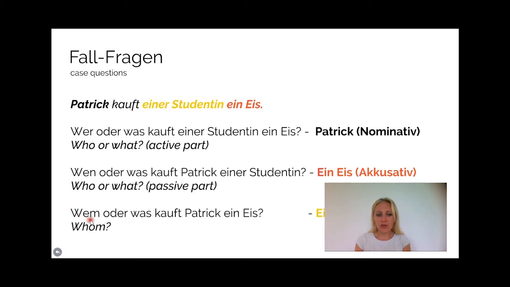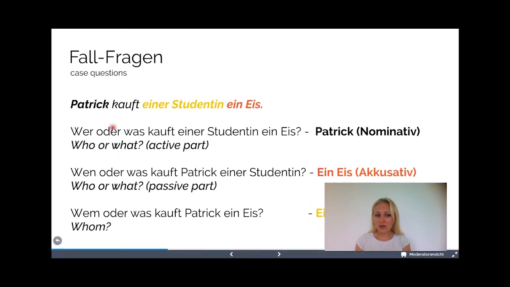The next case question is the dative case question, and it is wem oder was kauft Patrick ein Eis? It means whom or to whom. So to whom is he buying an ice cream? The answer is einer Studentin. Einer Studentin is the one who receives the ice cream. He's buying it to her or for her. Studentin here is the dative object. And if you remember, the indefinite article for female nouns is einer in the dative case.